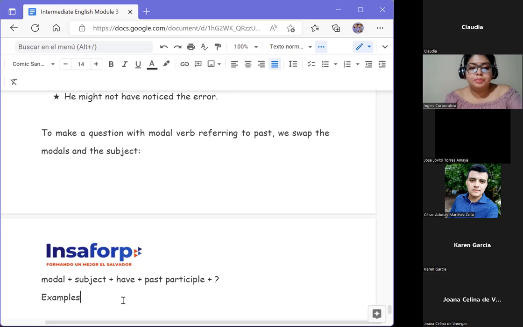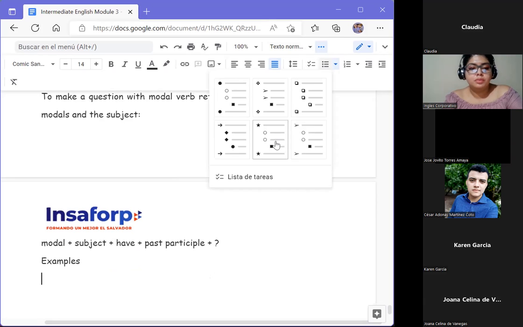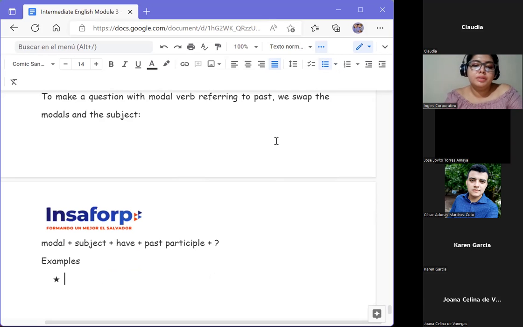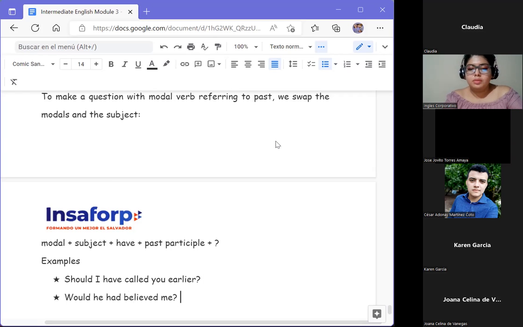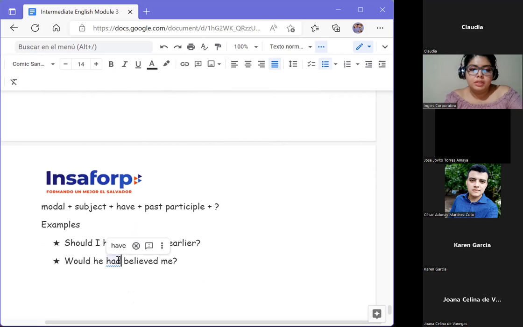Then we have the examples. Should I have called you earlier? Sure. I have a call earlier. And the next one, would he have believed me? Third case, in that case, it is not have. In this case, it's the same structure, just you need to move a little bit some things to create this question. So, what is the meaning of past modals?